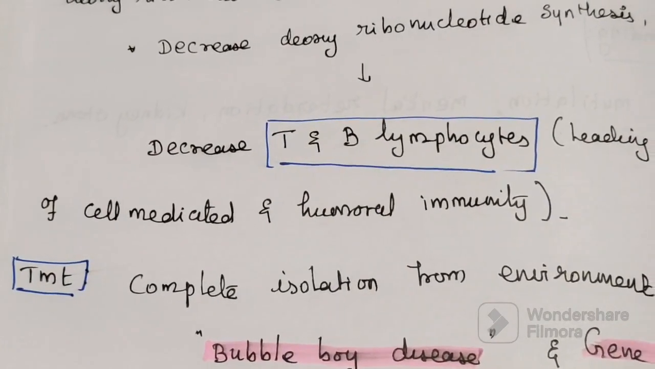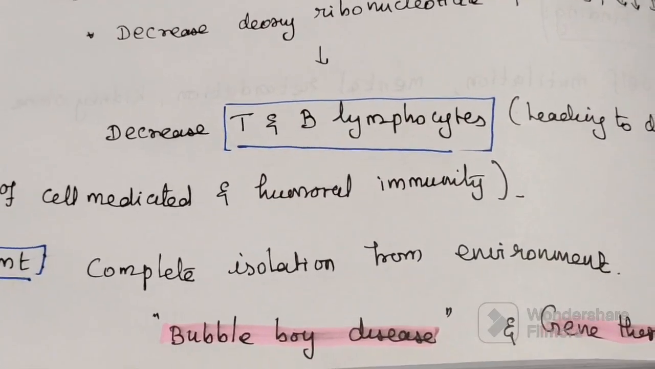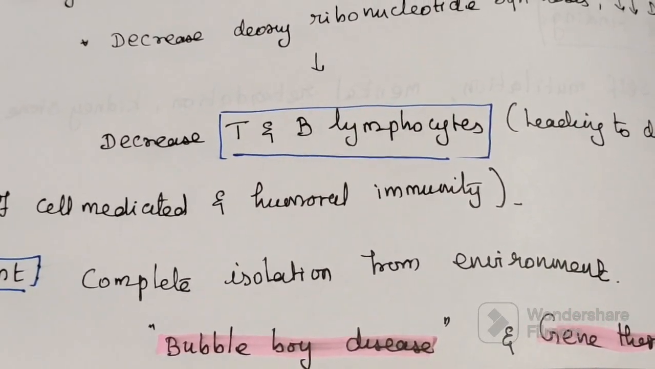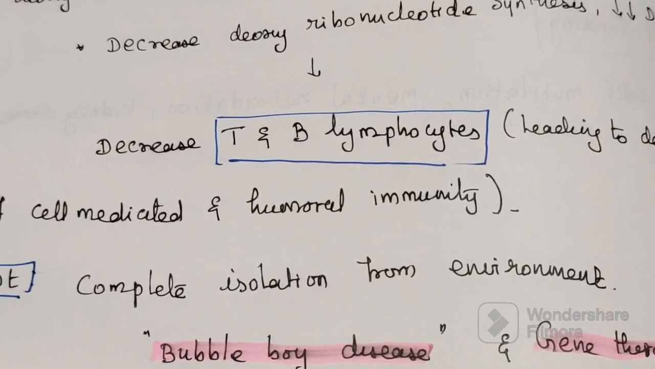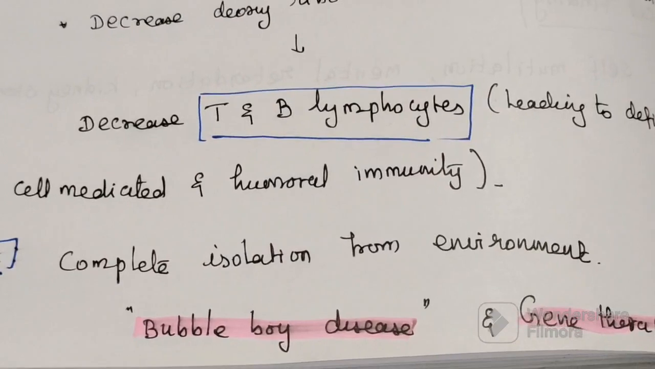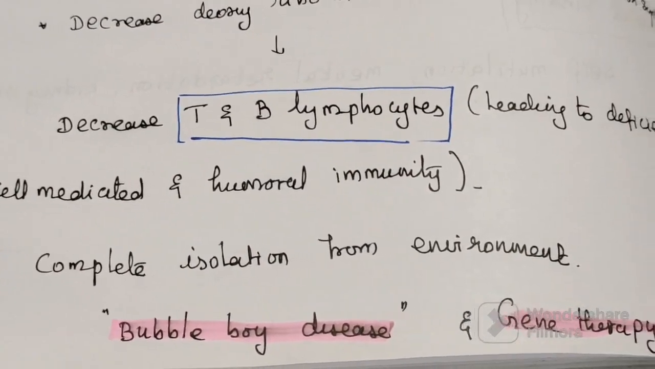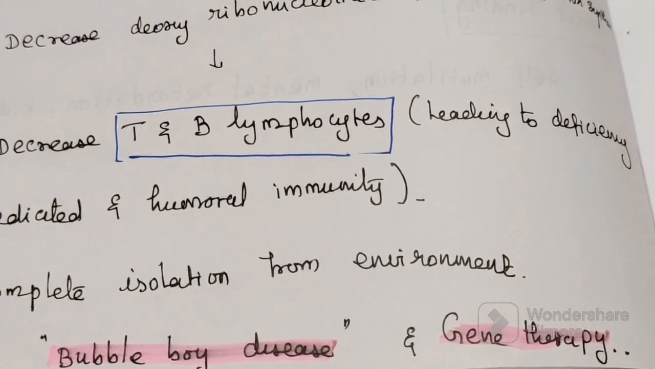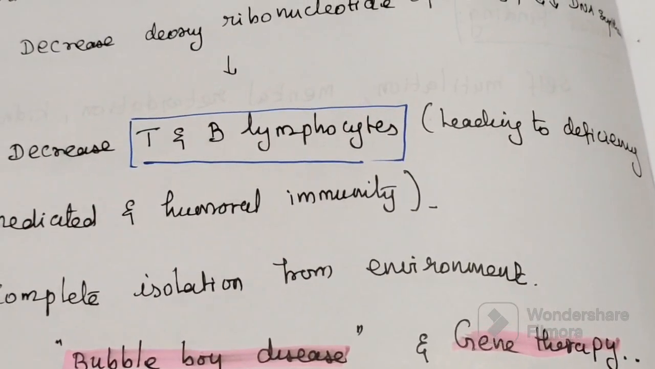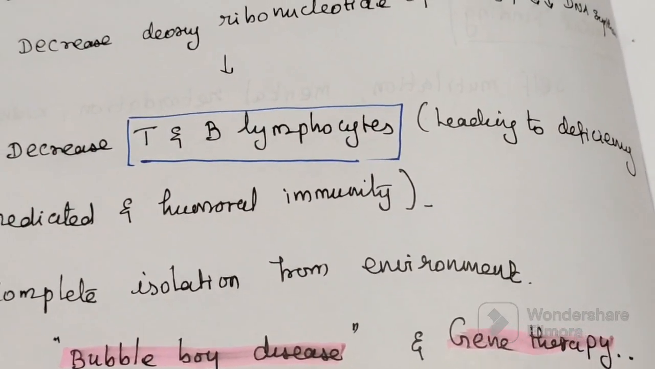What is the treatment? Treatment is complete isolation from the environment to protect from infection. That is why it is known as bubble boy disease. And gene therapy has also been successful in severe combined immunodeficiency.